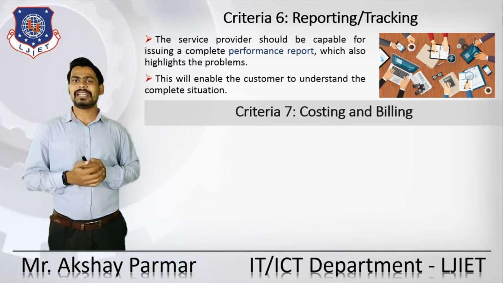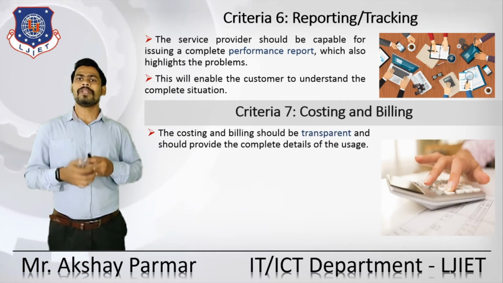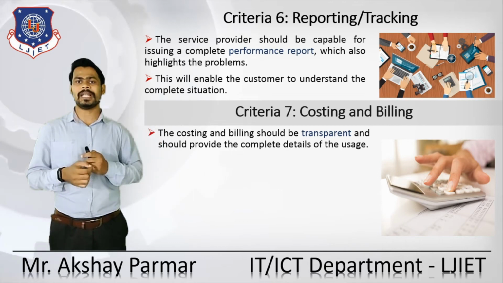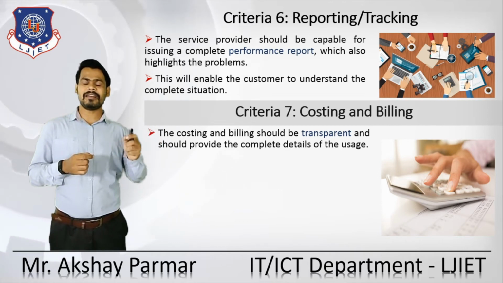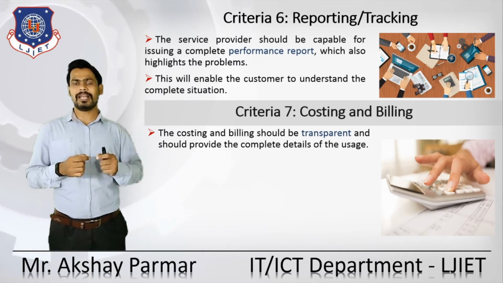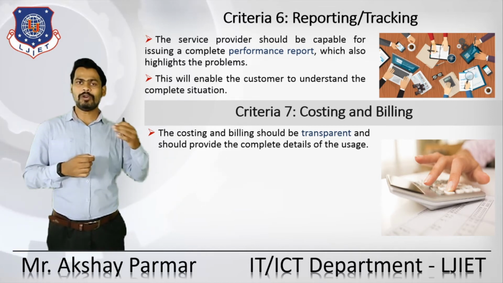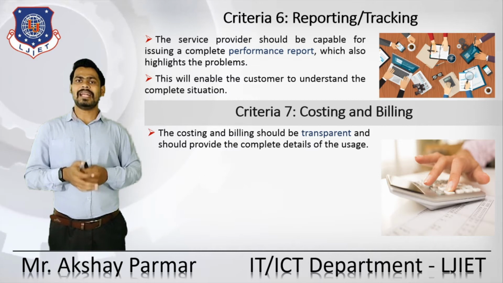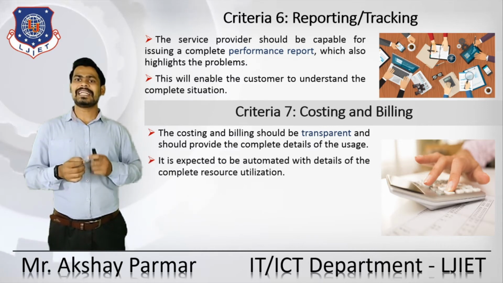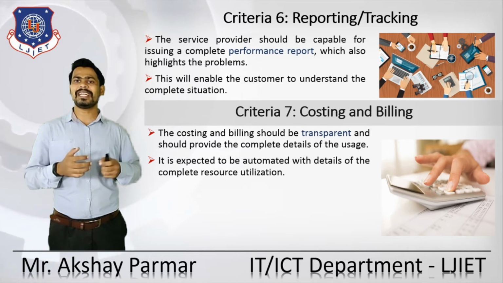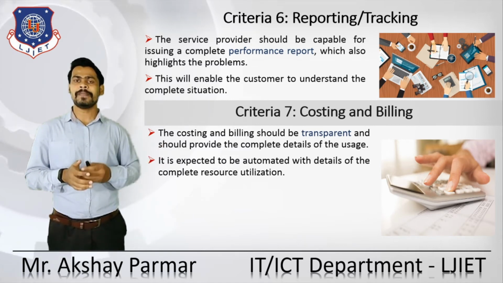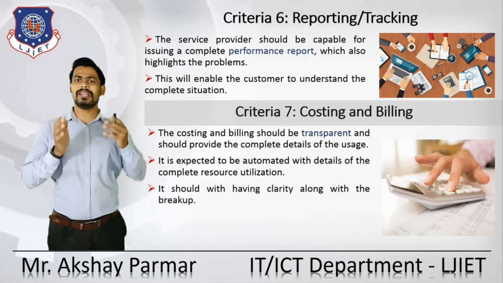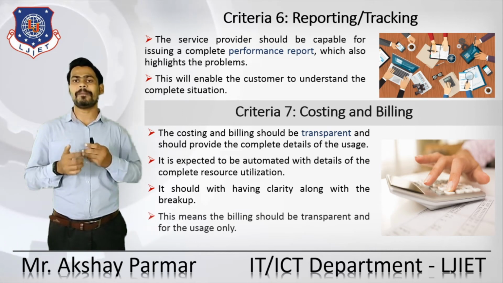After that, the seventh criterion is costing and billing. The costing and billing should be transparent and should provide complete details of the usage. The detail of each and every small usage is really transparent whenever the particular cloud service provider is maintaining its log. With the help of that, billing and costing will be really transparent. It is expected to be automated with the details of the complete resource utilization. That is maintained by the cloud service provider, and it should have clarity along with a breakup.